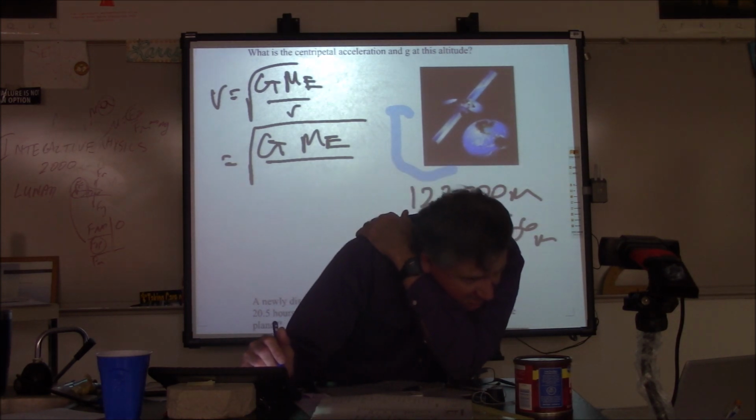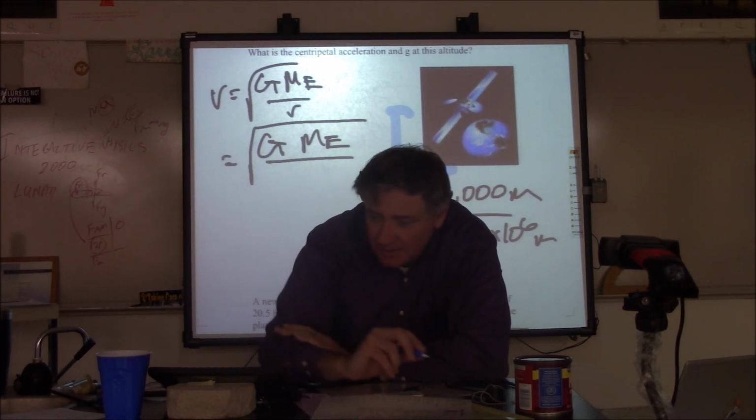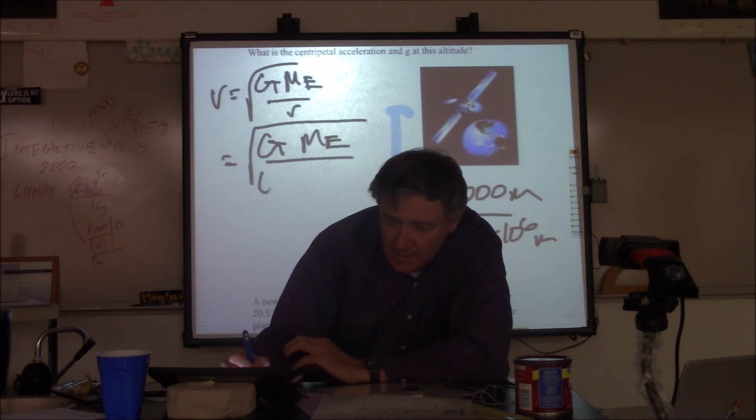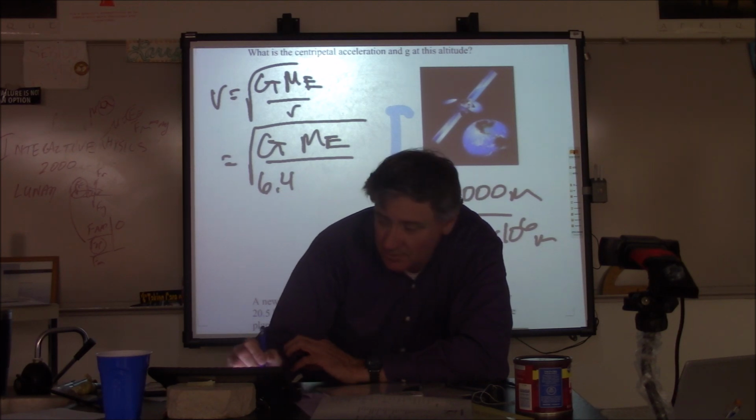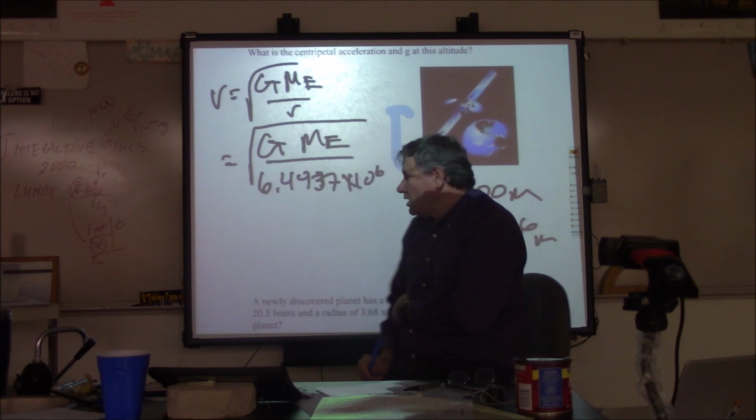Come on, there's 14 of you. Surely somebody has a calculator that can do this. It's exactly 6.49? Oh, no, it's 6493700. I would actually figure out what the number is. 64937? Okay.